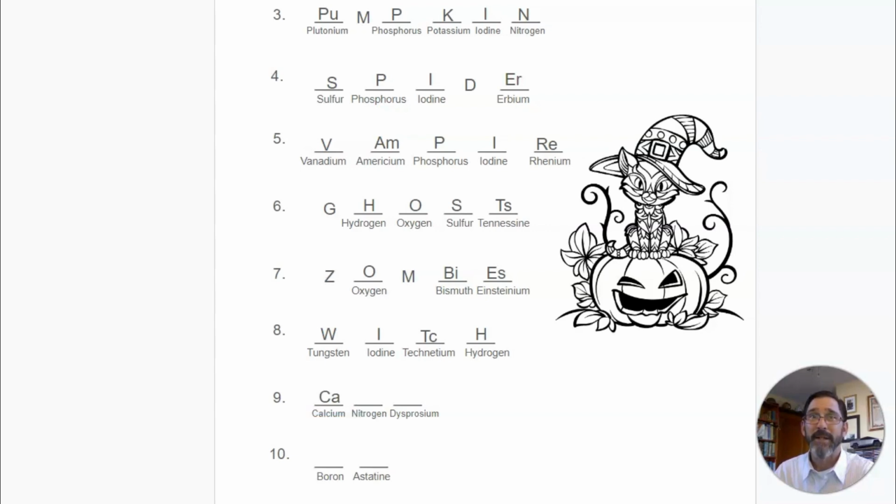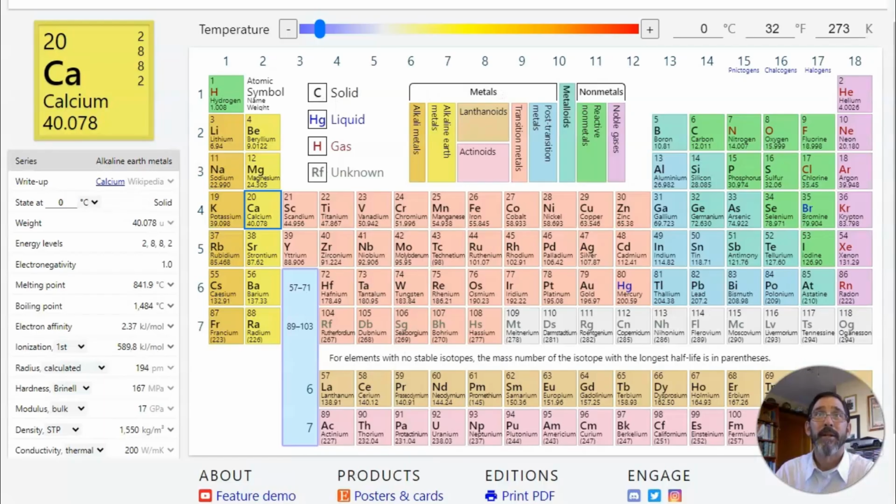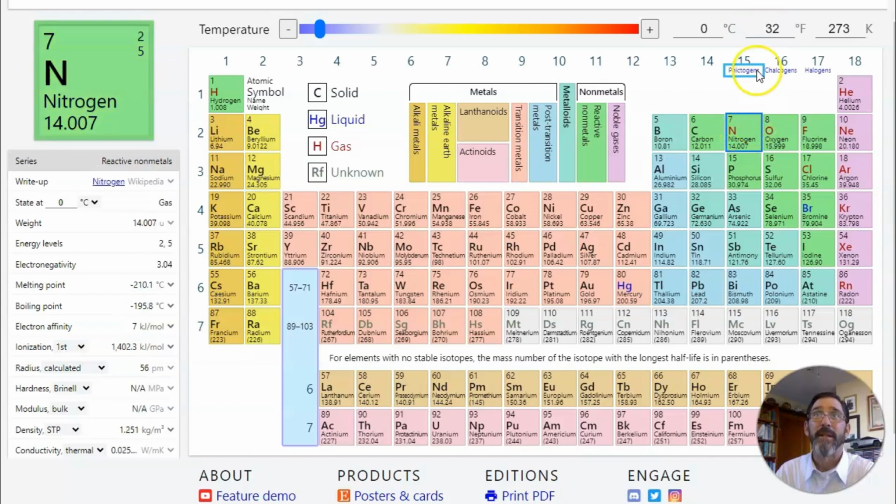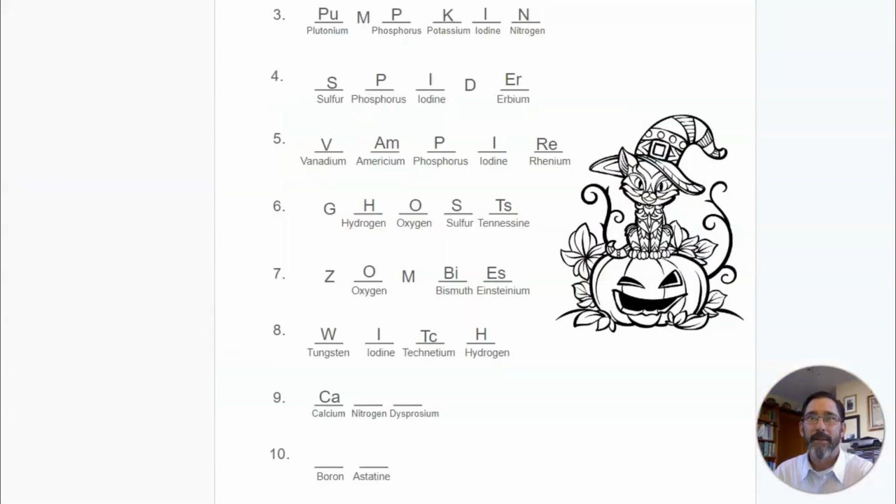The next element name is nitrogen. Nitrogen is up in the reactive nonmetals. Number 7. Its symbol is a capital letter N. Place a capital letter N over nitrogen.